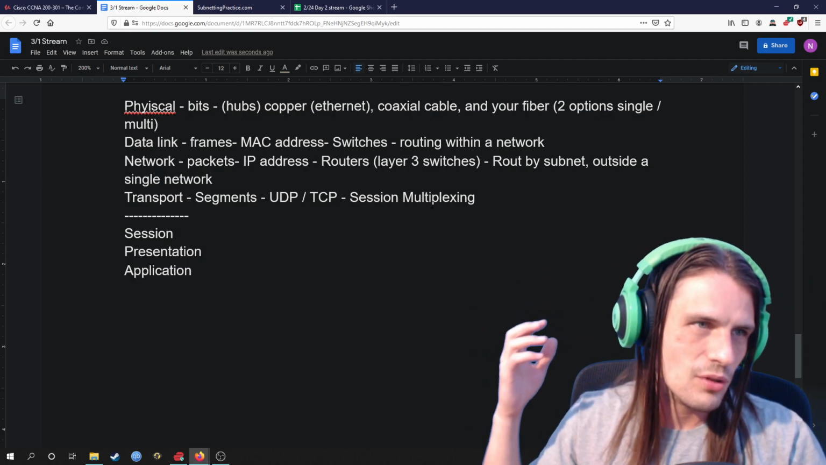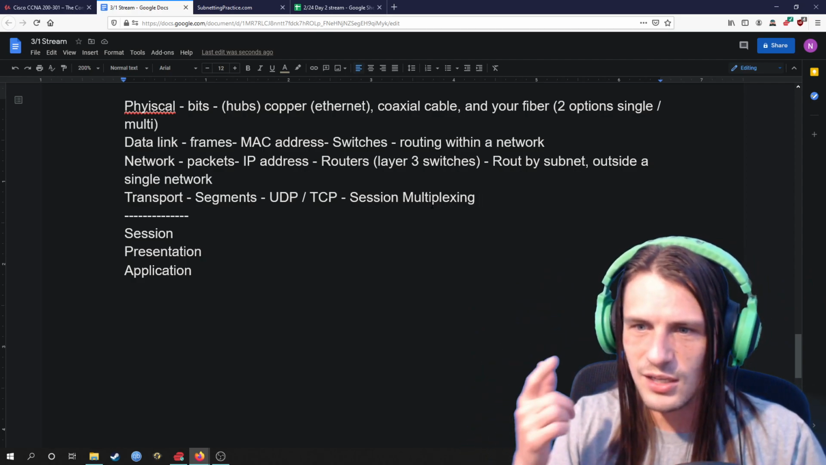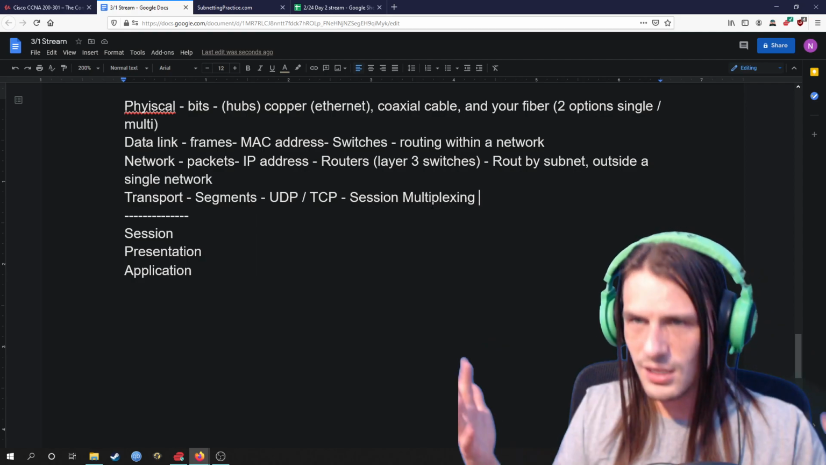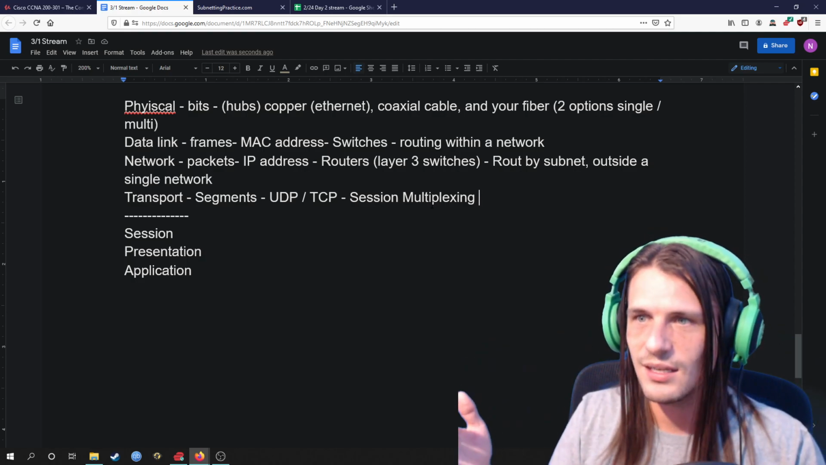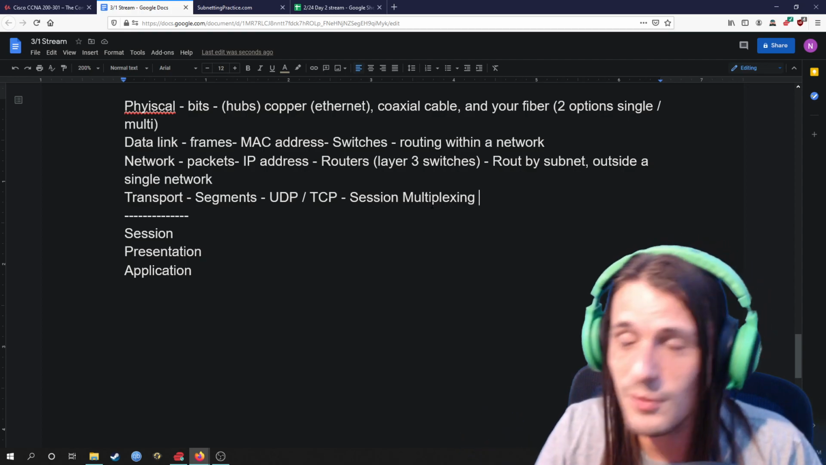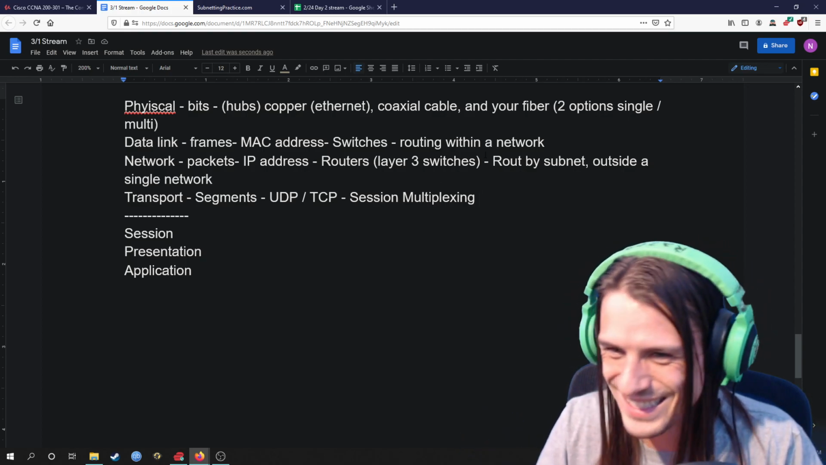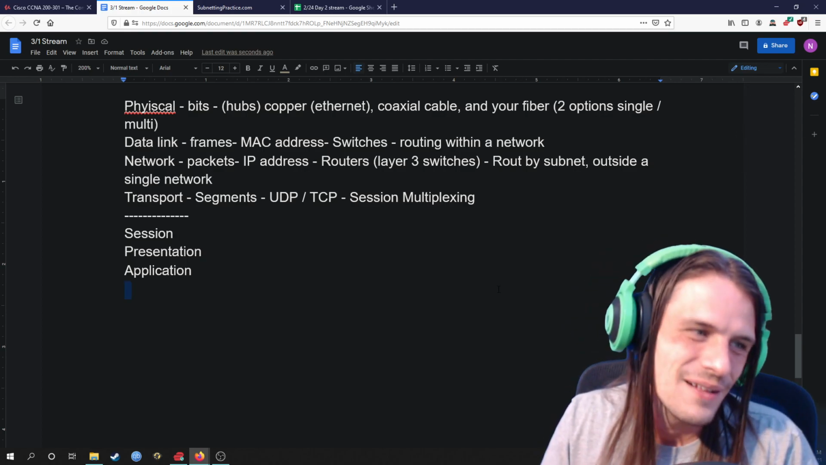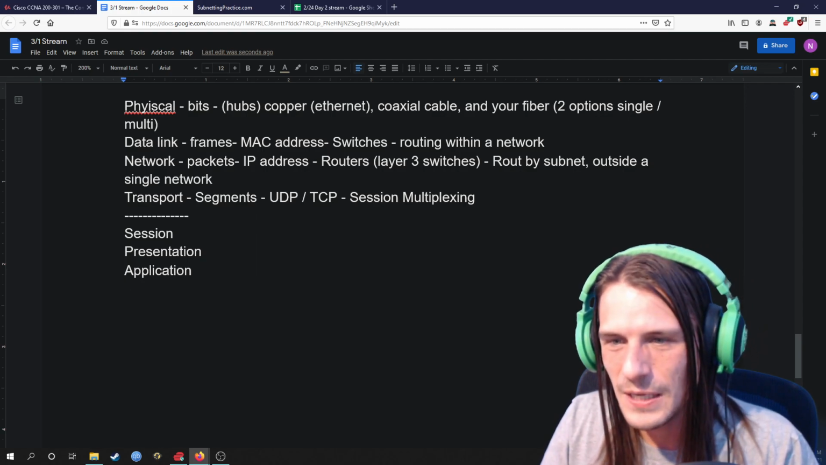I can open 3 different Google browsers. I can Google something different on each one and it's not going to interfere with each other, right? Like, that's amazing. And that's all, well, not all of it, but it's great. You have to be thankful for session multiplexing because it allows those abilities with these computers. Pretty amazing.